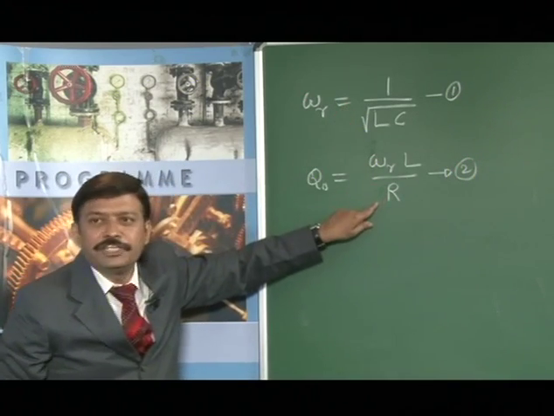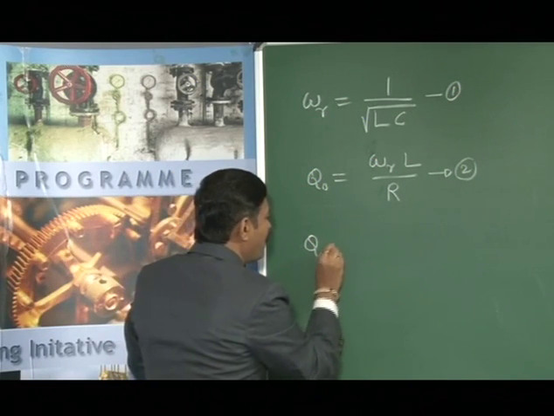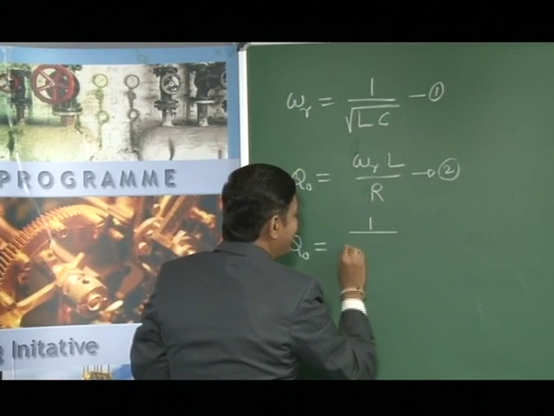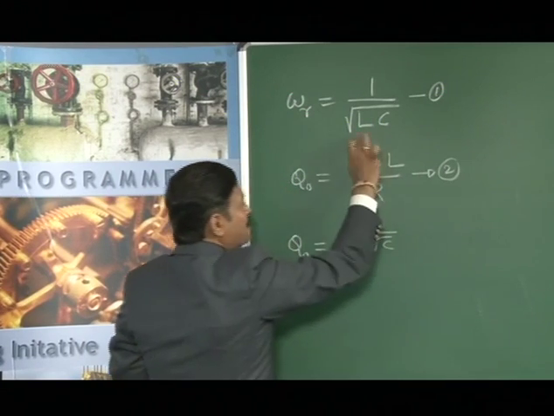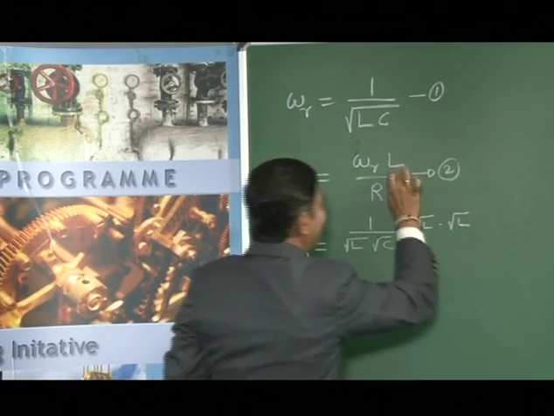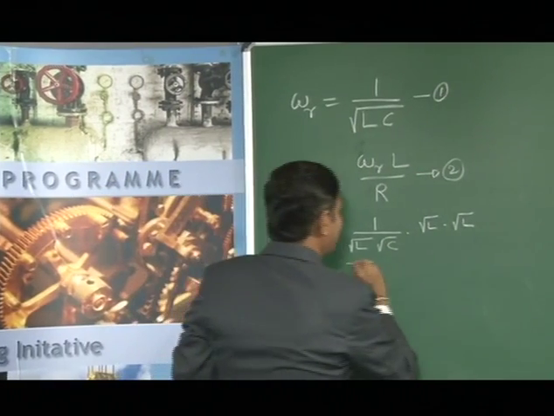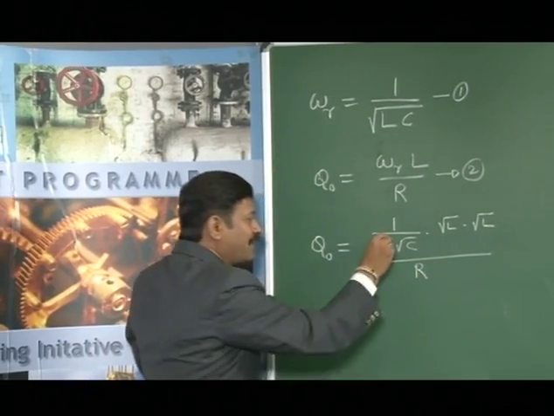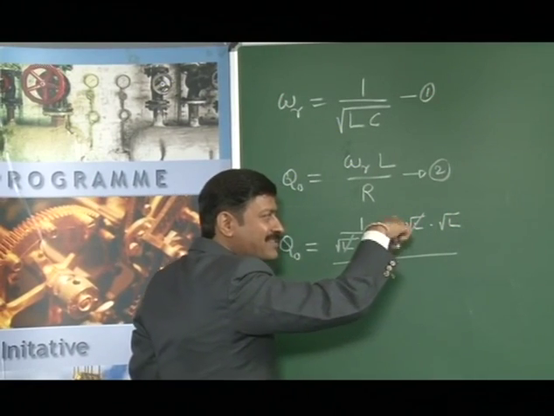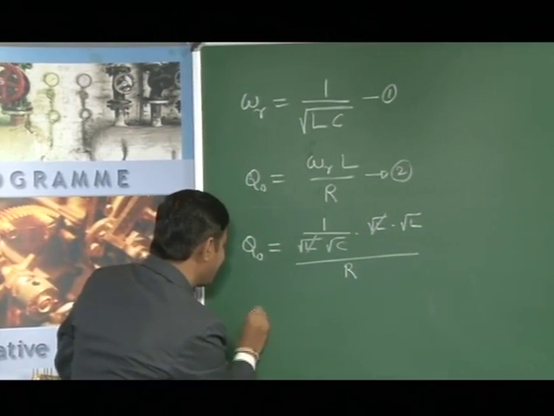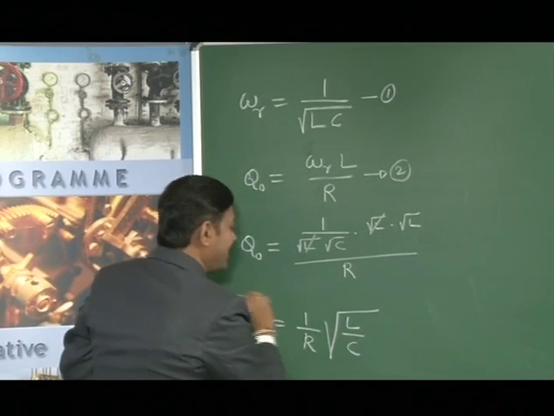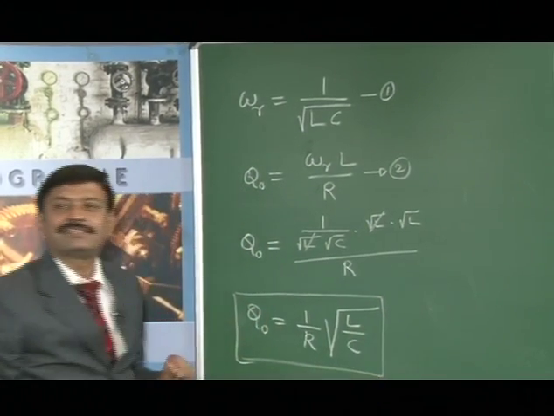Substitute equation 1 in 2. We get Q naught is equal to, I will substitute in place of omega r, I will split it like this: root L into root C, this root LC into this, I will write it as root L into root L divided by R. Here one root L and one root L will cancel, and I will put 1 square root of L by C, and your final expression will be 1 by R into root of L by C. It is also a quality factor expression.